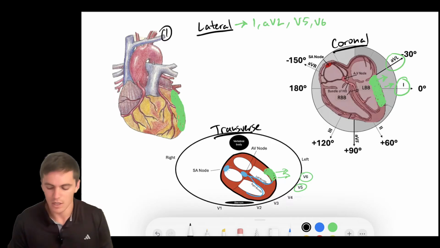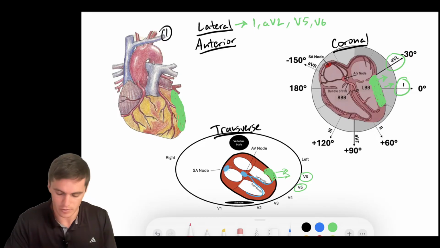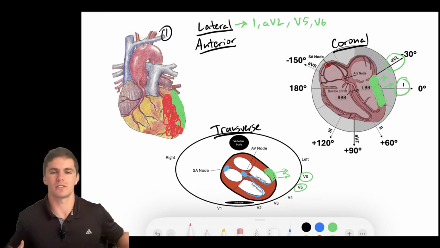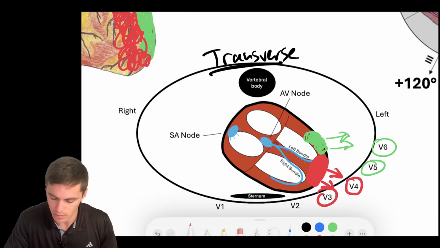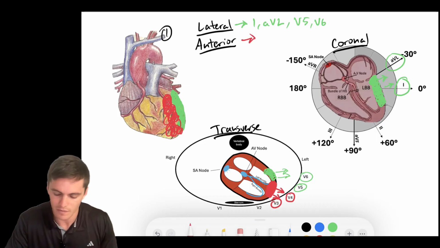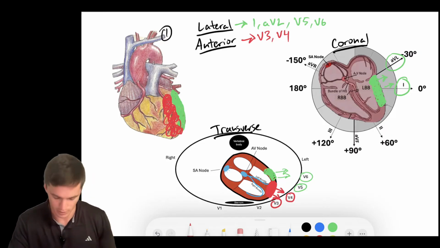Alrighty. Let's move towards the anterior, right? So we have our anterior region. The anterior region, I'll draw it in red right here. This aspect of the myocardium is our anterior myocardium. And if you notice the coronal, we don't get anterior forces on the coronal leads, but we do in the transverse plane. So if I zoom in on the transverse plane, here's my anterior myocardium. So the forces that are heading towards the anterior myocardium are getting picked up by leads V3 and V4. So anterior is V3, V4, okay?